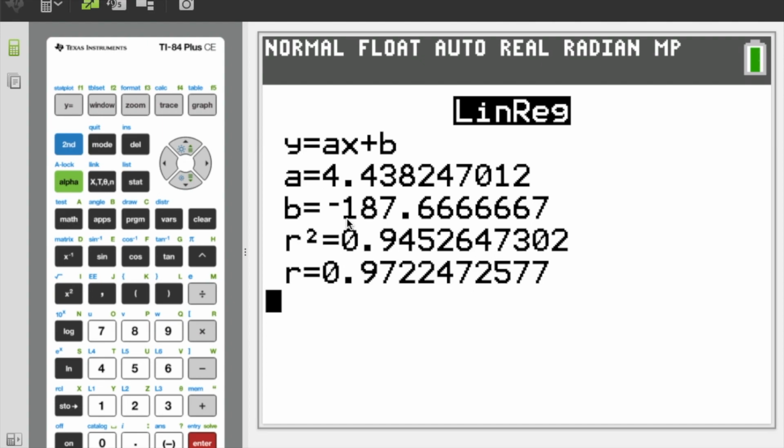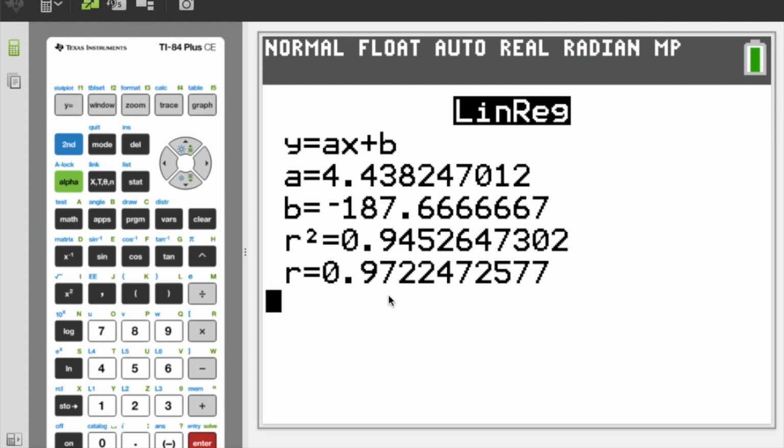So pretty easy, right? And then if I ask you to write down the equation of the linear regression line, you're just going to give me, with some rounding, 4.44x minus 187.67. So you would just plug the A and B exactly where they belong. We'll come back to what this R means later.